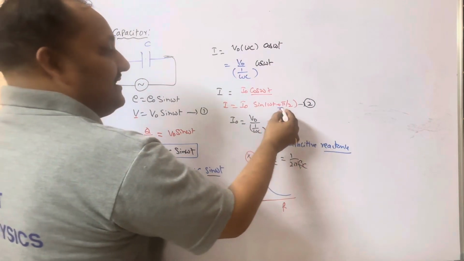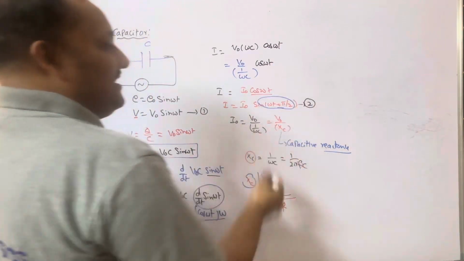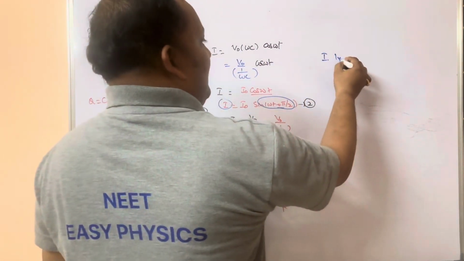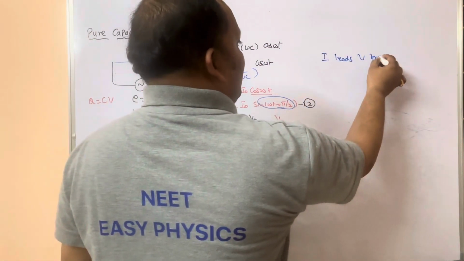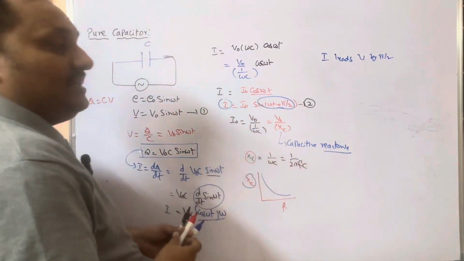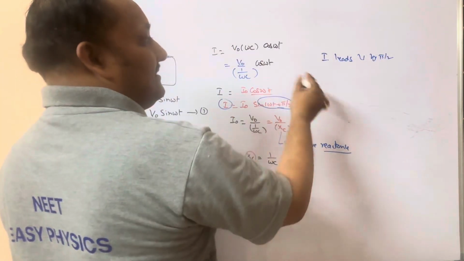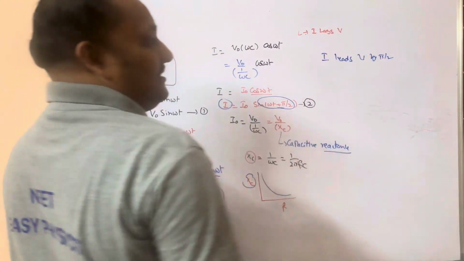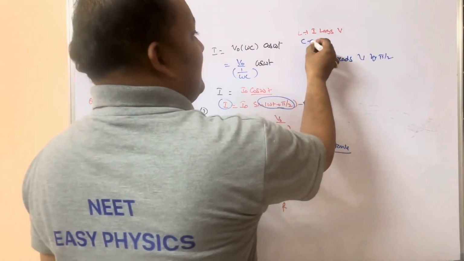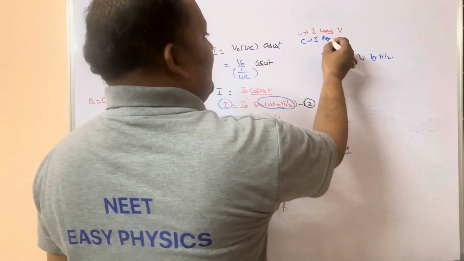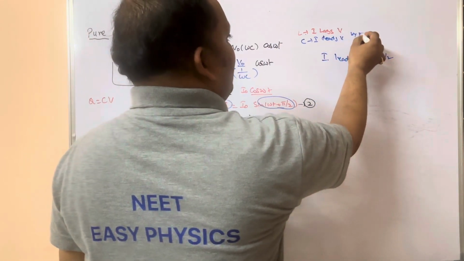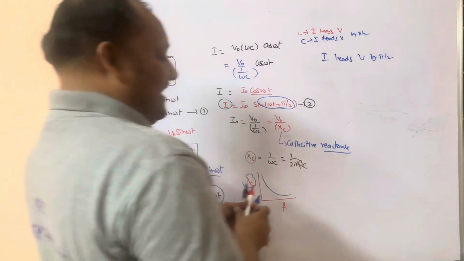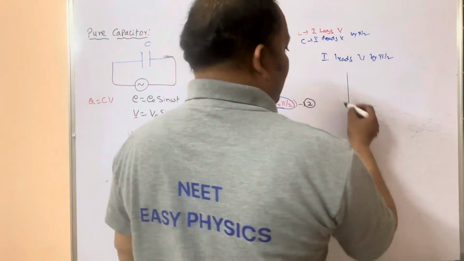Next, according to this equation, plus pi by 2 is going to be there in between. Therefore, current leads voltage by pi by 2. In case of inductor, current lags voltage. In case of capacitor, current leads voltage by pi by 2. Correct? Now, we will show the phasor diagram and wave representation.